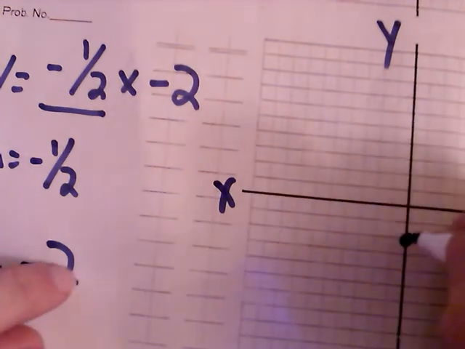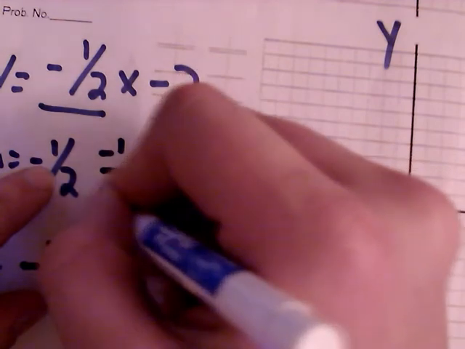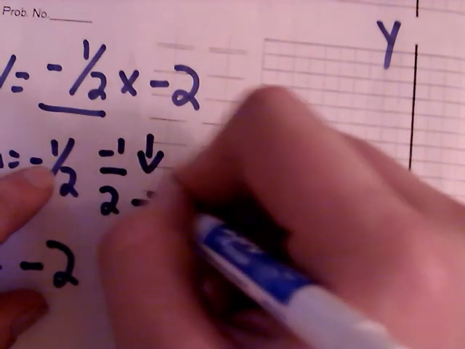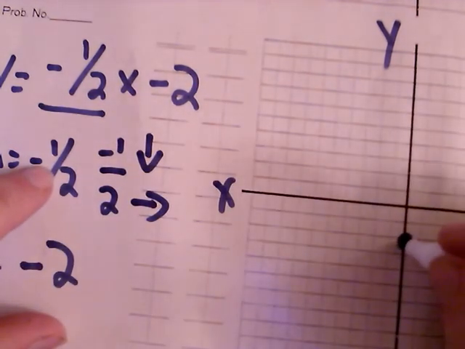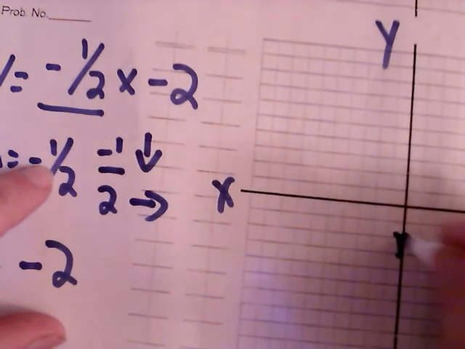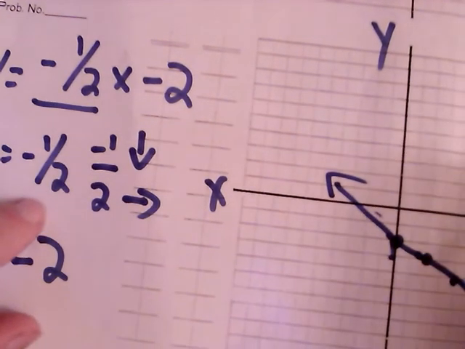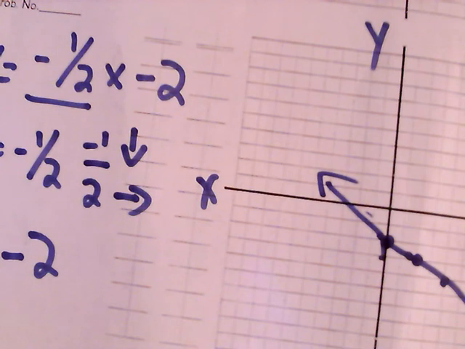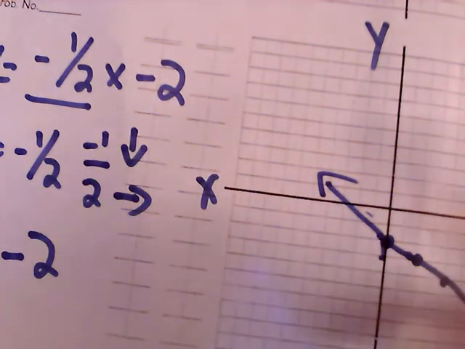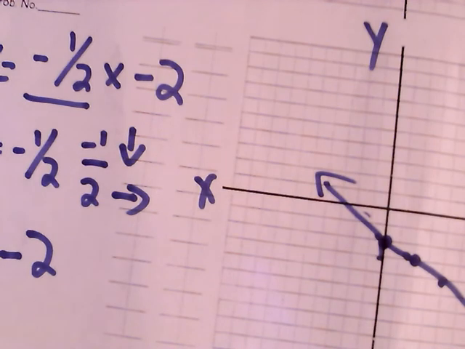So if I plot it up here, remember, this negative 1 means you go down 1 and right 2. So I go down 1 and right 2, down 1 and right 2. So you can see that it is decreasing as if I'm going downhill. So that's how you graph it. Make sure to keep in mind the negatives, the slope, and just follow your steps.